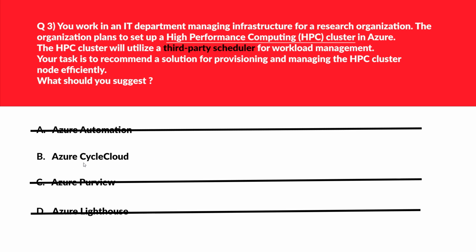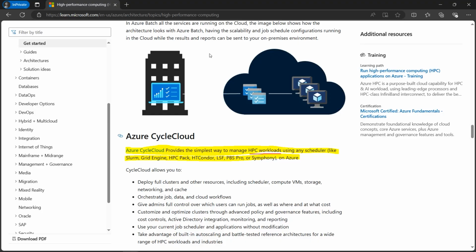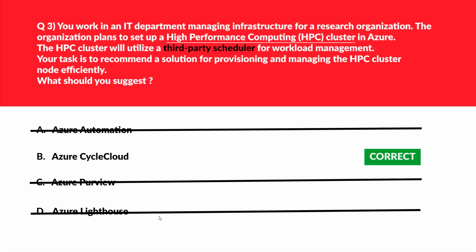Azure CycleCloud allows you to provision and orchestrate HPC infrastructure, including VMs, storage and networking, while integrating with third-party schedulers, as required by the question. This looks good. If we look at the official documentation for Azure CycleCloud, it's mentioned that Azure CycleCloud provides the simplest way to manage HPC workloads. Just note this word, HPC, high performance compute, using any scheduler like Slurm, Grid Engine, HPC Pack and so on, right? There's a complete list of it. You can have a read. We'll lock option B in the interest of time.